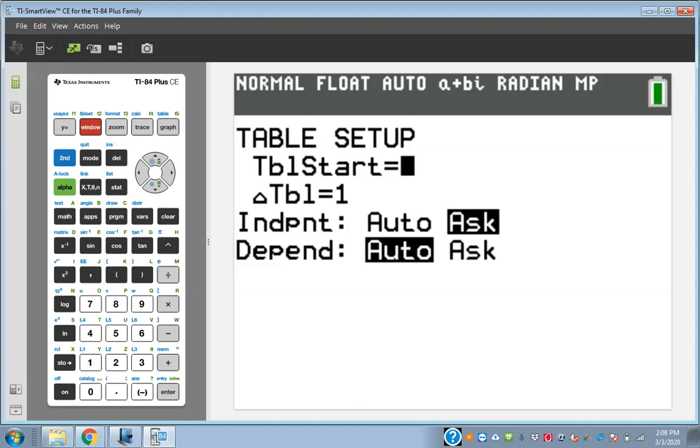It doesn't matter. What you want is the independent set to ask. So arrow down there, move over to ask, hit enter. Make sure the dependent is on automatic though. Independent is x, dependent is y. That's what that means. Okay. Anybody having trouble finding that spot? Okay.